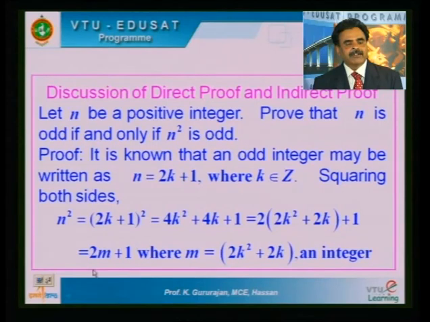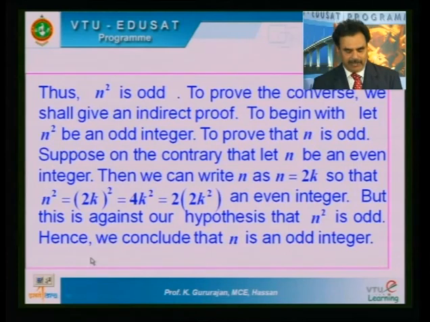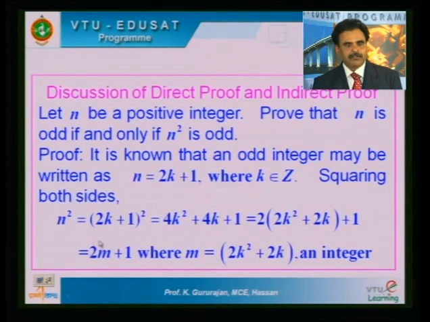We would like to find out the nature of m. But for that, I have to take the square root. So if you take the square root, n will become the square root of 2m plus 1. But because of the involvement of the square root, it may not be possible to give you a direct proof because of the complexity involved with finding the square root. So it is not possible to give you a direct proof. Therefore, we shall try to give an indirect proof.